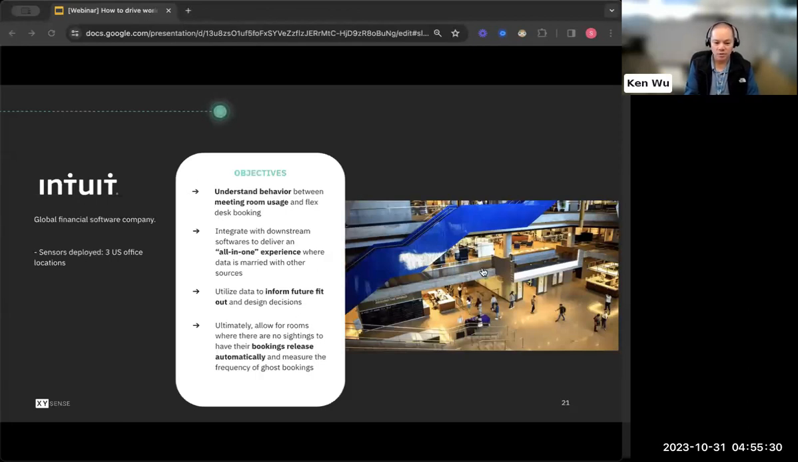And we're already seeing some interesting trends on the average meeting size. For our company, the average meeting size is about 4 people. And so that begs the question of, do we have the right mix of small, medium, and large conference rooms if all of our meetings have 4 people in them?